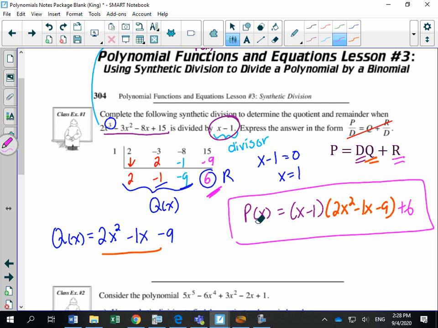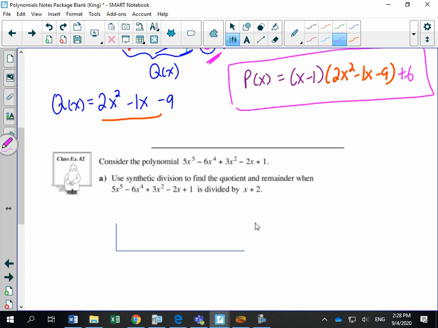Let's look at class example number 2. So this is just going to be practice with synthetic division. So first thing, set up your upside down division bar. So make sure that's set up. Then let's look at our polynomial. So consider this polynomial here. This is going to be our p of x.